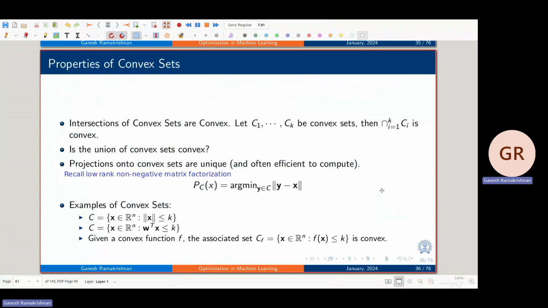You understand the intuition? So on the board, I only provide intuitions, no proofs. But yeah, some of these are important observations. If C is not convex, such as a union, projection need not be unique.